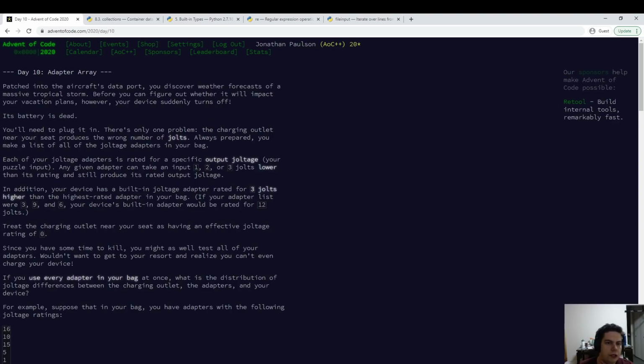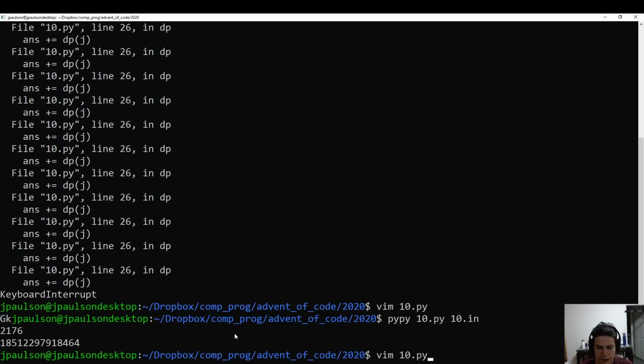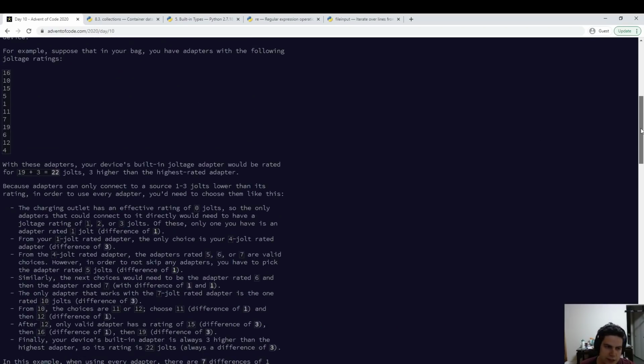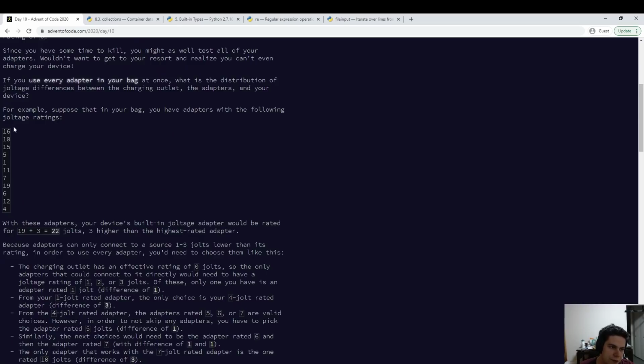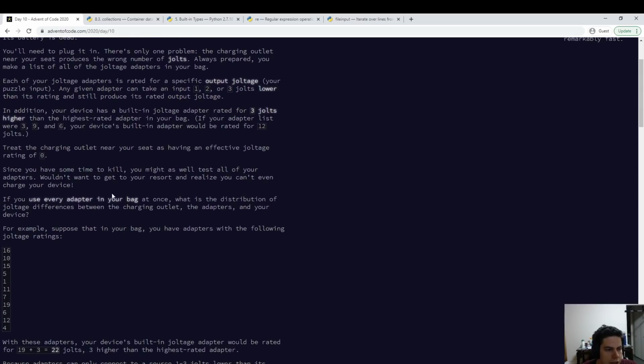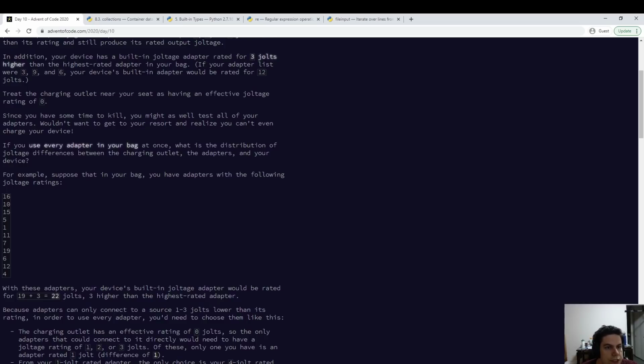So what's going on here? We have this big list of numbers, and the rules are that you can step from one number to another as long as the difference is at most 3. And we want to get from 0 to the max plus 3, right? That's what this is saying. You can go up 1, 2, or 3, and we want to get to max plus 3, which it says somewhere.